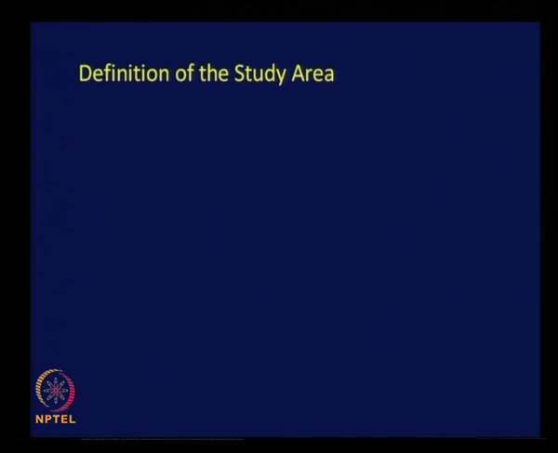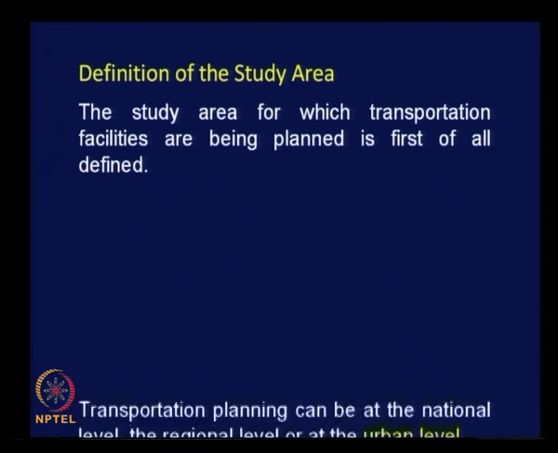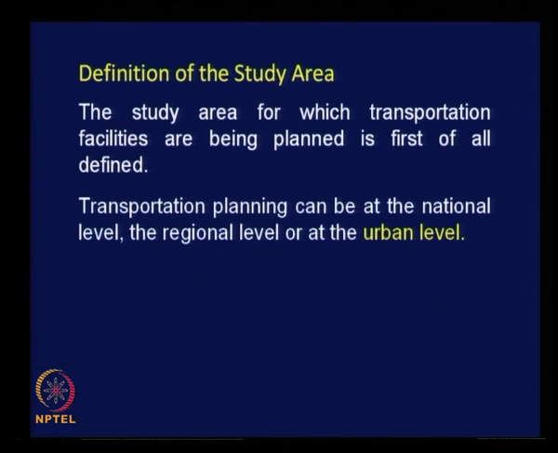And to collect this information, we need to know the boundary for our study area or planning area. So we need to define the study area first. Clear? The study area for which transportation facilities are being planned is first of all defined clearly, and transportation planning can be at the national level, the regional level or at the urban level.